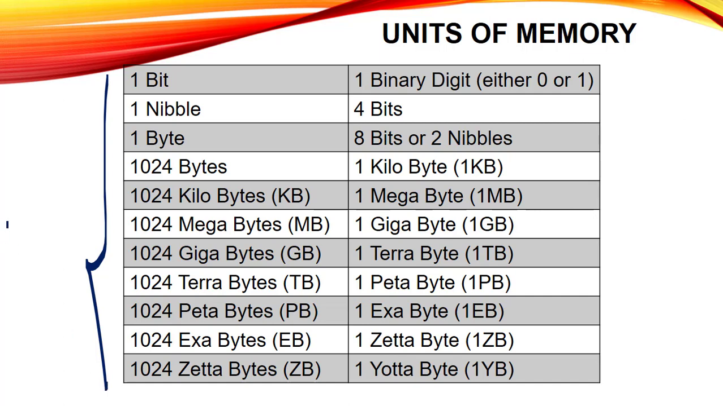Fine. There's one more important thing that you must know. This term 1024 is equal to 2 to the power 10. So it means this 1024 can also be written as 2 raised to the power 10.